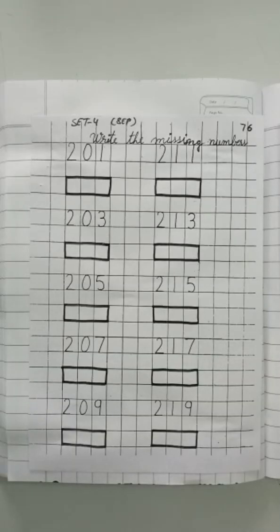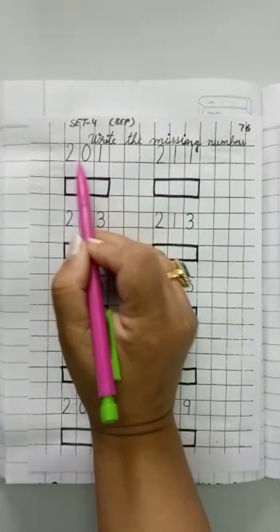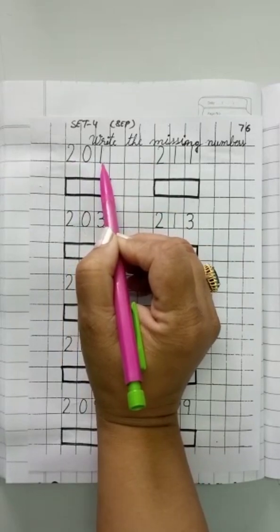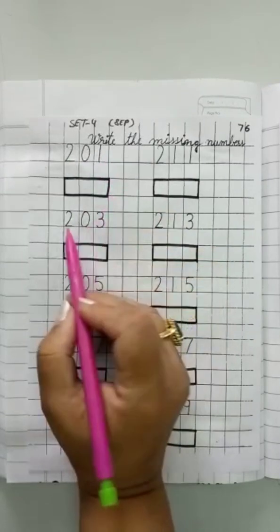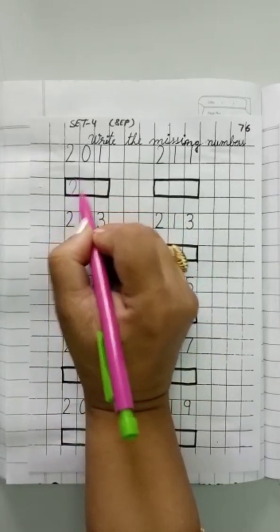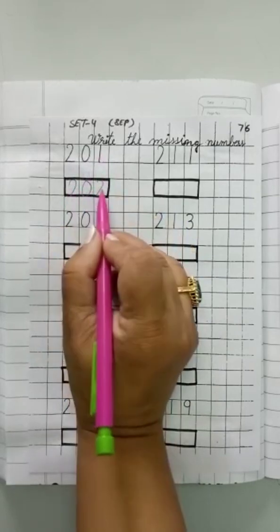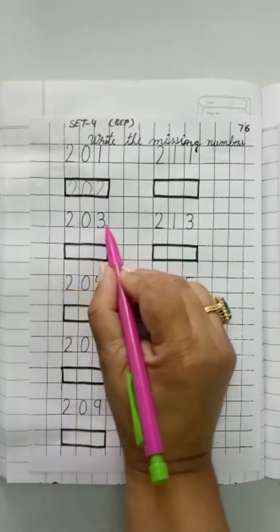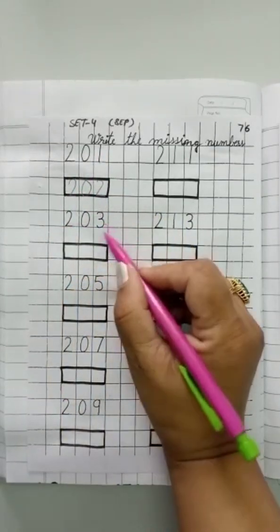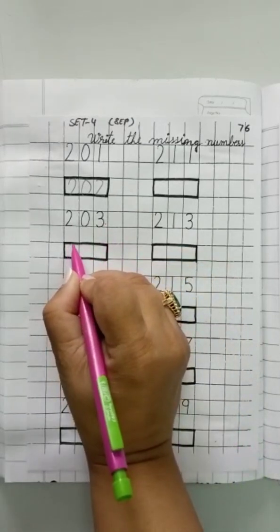Okay, so now LKG students, we have to write the missing numbers. Let's read the number 201. What after that is 203? So what is missing here? 202. So let's read now 201, 202, 203. What will be in between 203 and 205? 204.